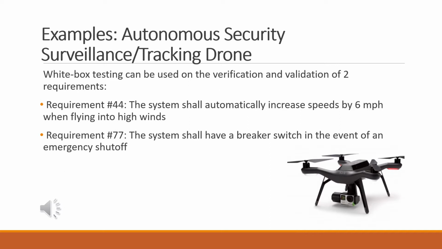Another example of some of the techniques explained before is the validation and verification of requirement number 77 of the tracking drone system. This requirement states that the system shall have a breaker switch in the event of an emergency shutoff. Techniques such as manual generation or even pseudo-random generation can be utilized to inject a power shutdown and observe if a failure exists in the system's emergency breaker switch.